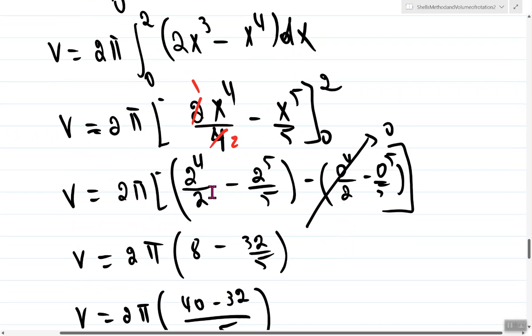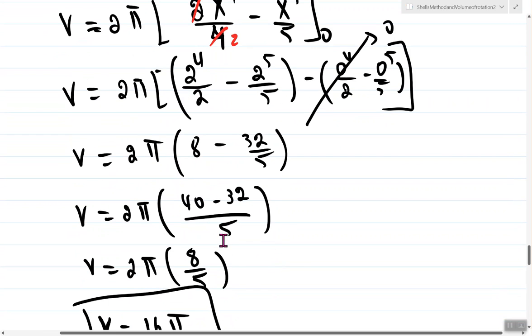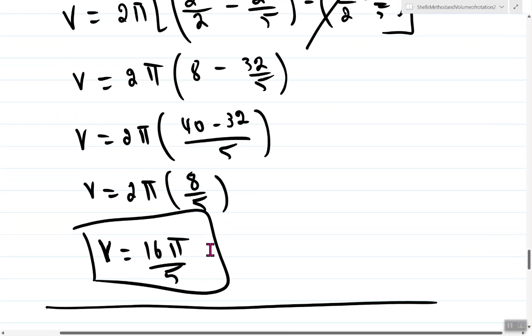And so this is 16 divided by 2 is 8. 2 to the 5th is 32 over 5, and it's times 2 pi. So you find the common denominator, which is 5. So 5 times 8 is 40 minus 32 over 5, which gives us 8 over 5. And then times 2 gives us 16 pi over 5. So that's the volume using the cylindrical shell method.